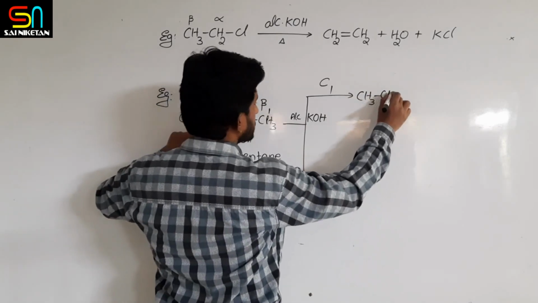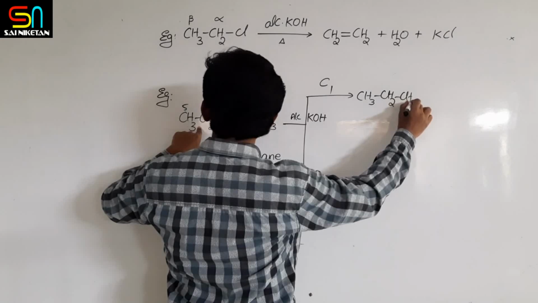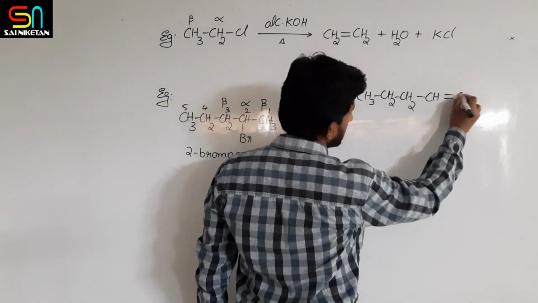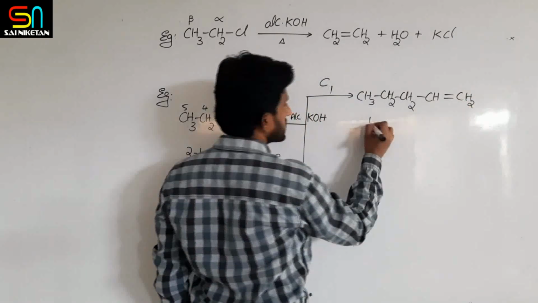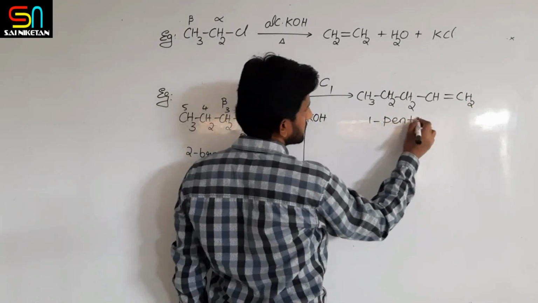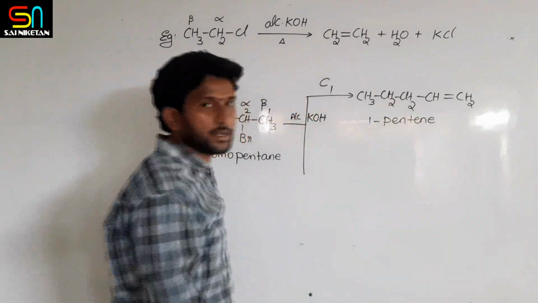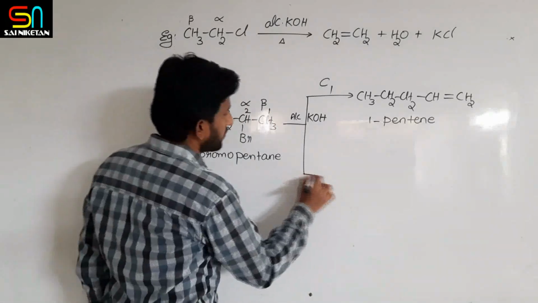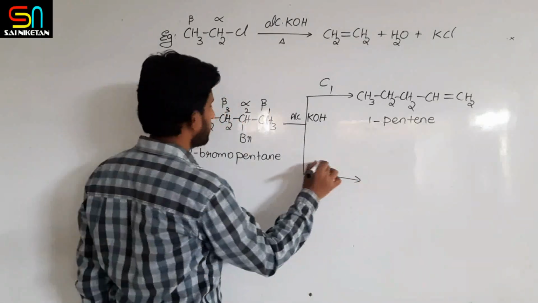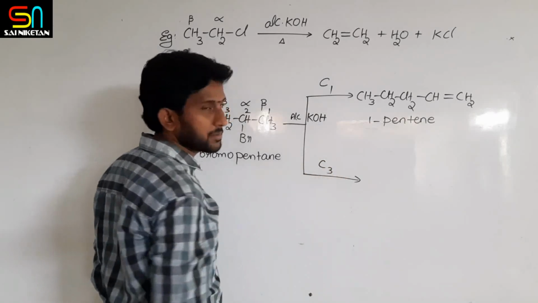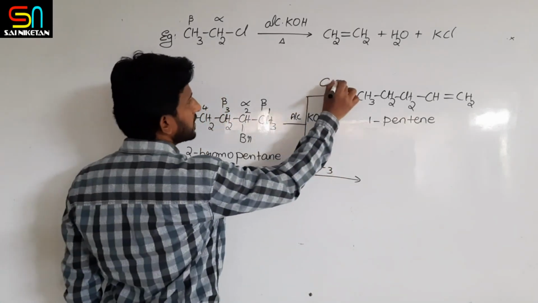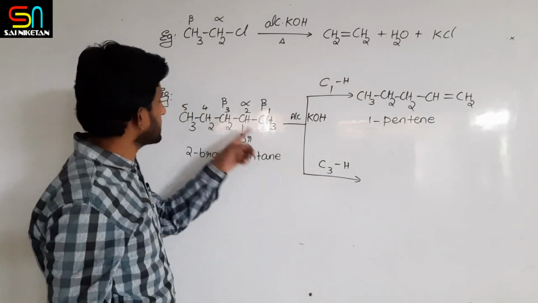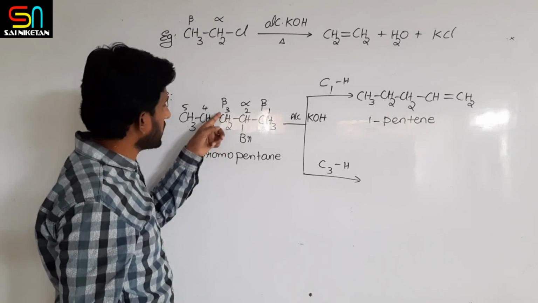CH3, CH2, CH2, CH double bond CH2. This is 1-pentene, right? 1-pentene is formed. If proton is abstracted from C3 carbon, okay. If proton is abstracted from C1 carbon, first case. Second case, if beta proton from which position?